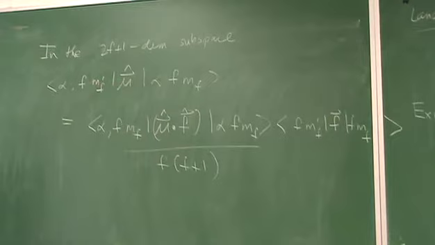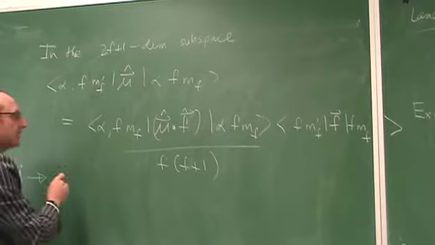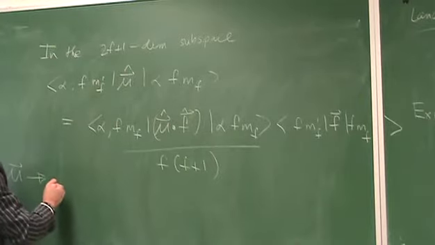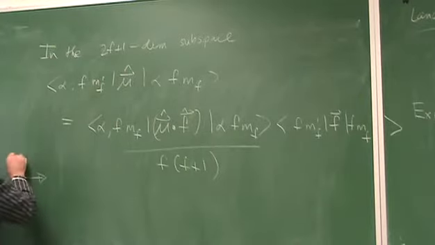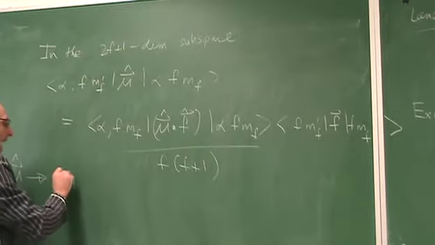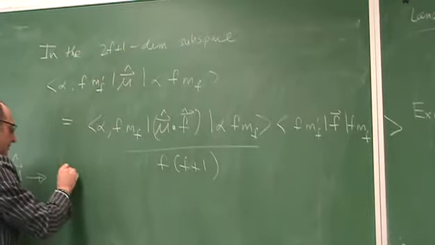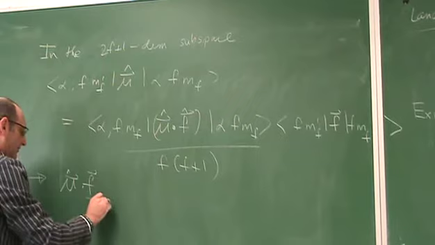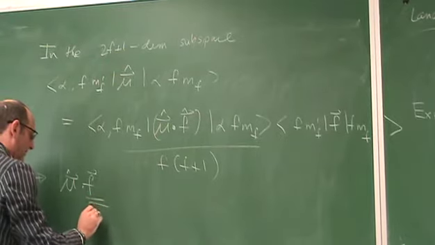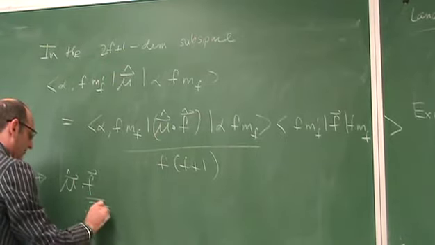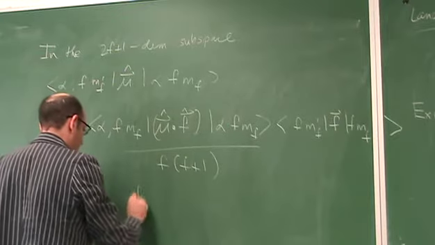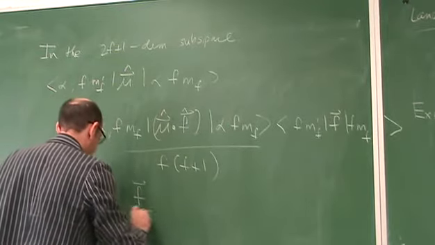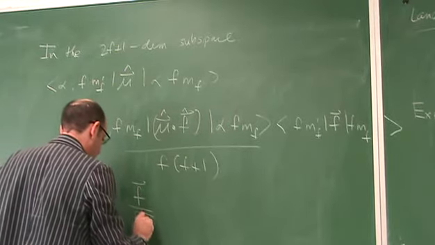Well, it's saying that basically, loosely speaking, in this subspace, the operator mu has the same matrix elements as mu dot F divided by the magnitude of F squared, multiplied into F times F over the magnitude of F squared.